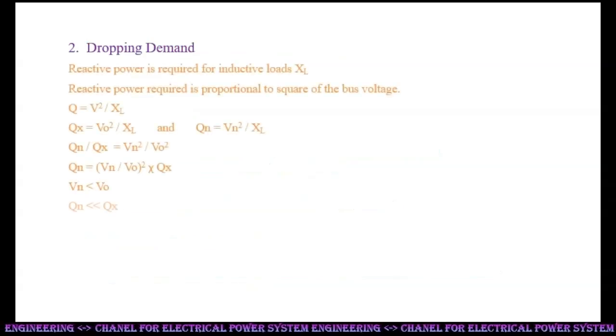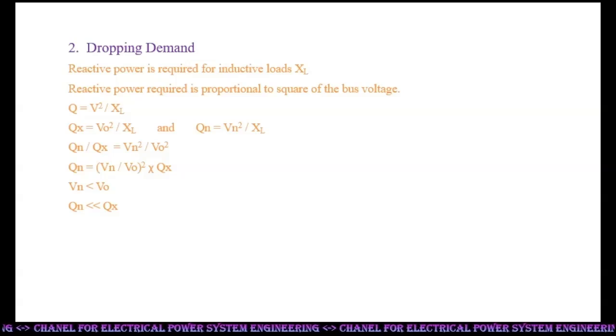Reactive power required for inductive loads XL. Reactive power required is proportional to square of the bus voltage. Q is equal to V square divided by XL. Qx is equal to VK0 square divided by XL, and Qn is equal to Vn square divided by XL. Qn divided by Qx is equal to Vn square divided by VK0 square. Qn is equal to Vn divided by VK0 square times Qx. Vn is smaller than VK0.